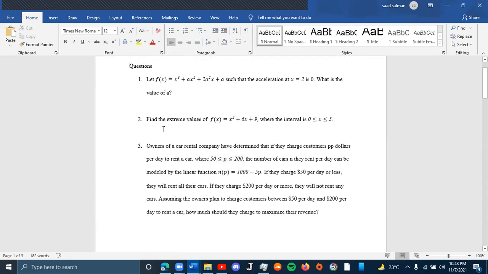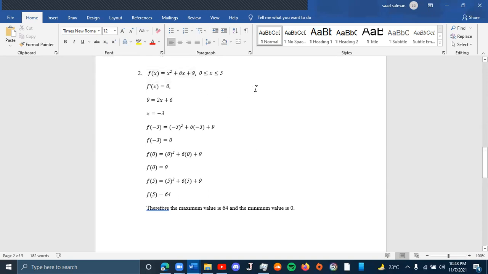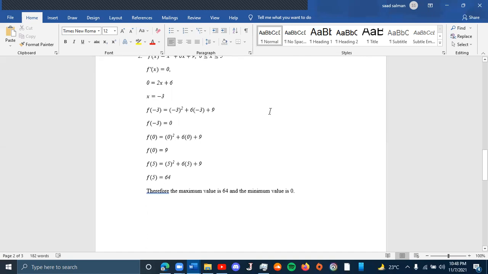Let's move on to question number 2. We'll find the extreme values of f of x equals x squared plus 6x plus 9, where the interval is 0 smaller than or equal to x smaller than or equal to 5. For this, we'll start with the equation f of x equals x squared plus 6x plus 9, 0 smaller than or equal to x smaller than or equal to 5, and set f prime x equal to 0. So 0 equals 2x plus 6, which will give us x equals negative 3.